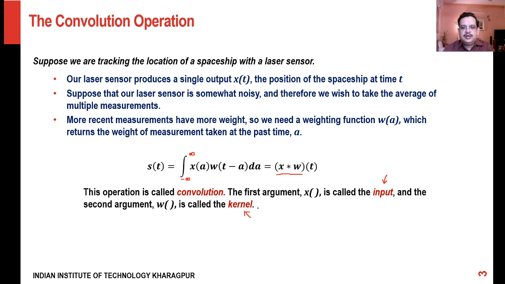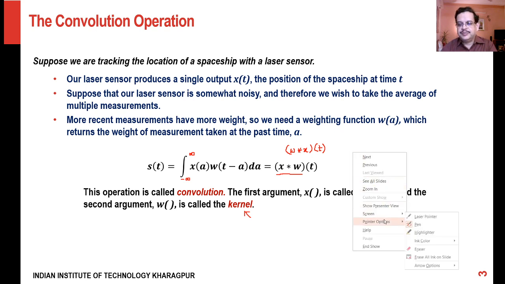Later we shall see that convolution is a commutative operation, so this is the same as w convolved with x at t. But nevertheless, we make a distinction between the input and the kernel, because the input is what is coming from the outside. They are the samples, they constitute the input data, and w, the kernel, is something that we construct to have the desired effect on what we want to learn or what we want to do with the convolution computation.